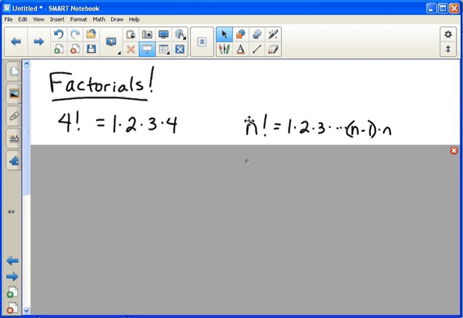So 4 factorial, for example, means 1 times 2 times 3 times 4. You just multiply 1 all the way up through whatever number it tells you. So 5 factorial is 1 times 2 times 3 times 4 times 5. n factorial means 1 times 2 times 3 all the way up to n minus 1, which just means the number right before n, times n.